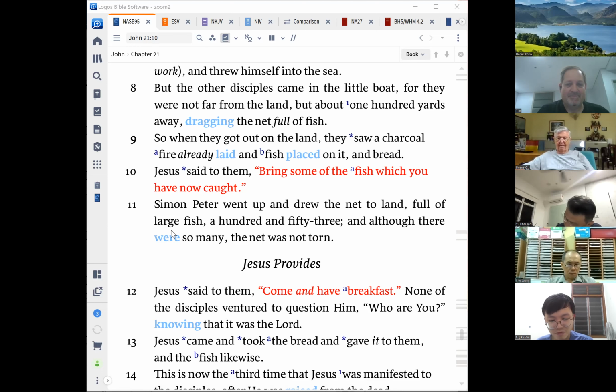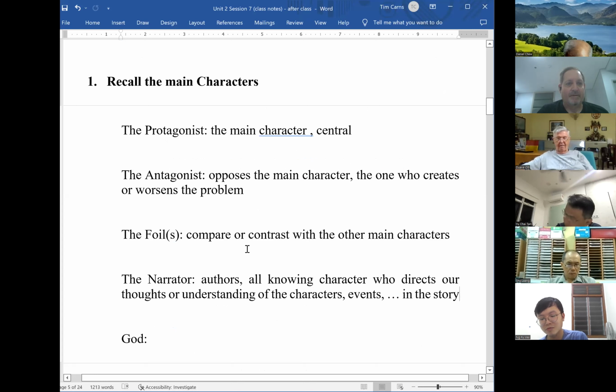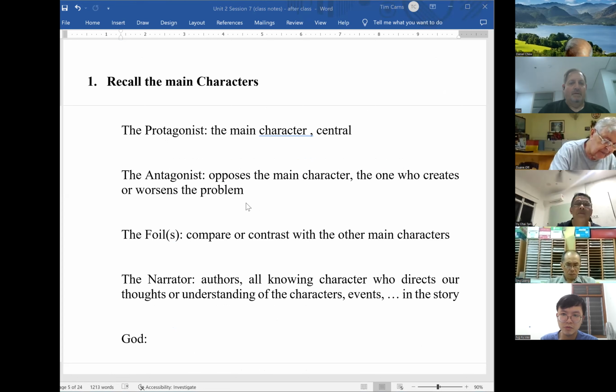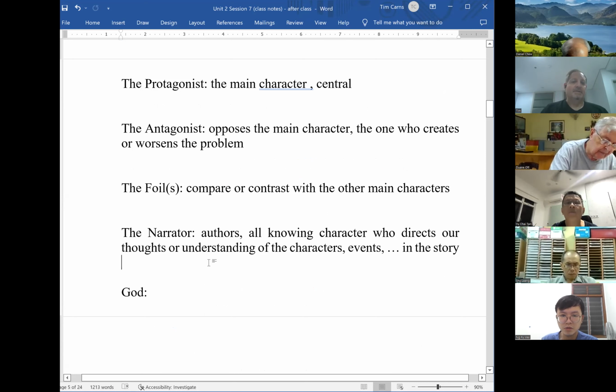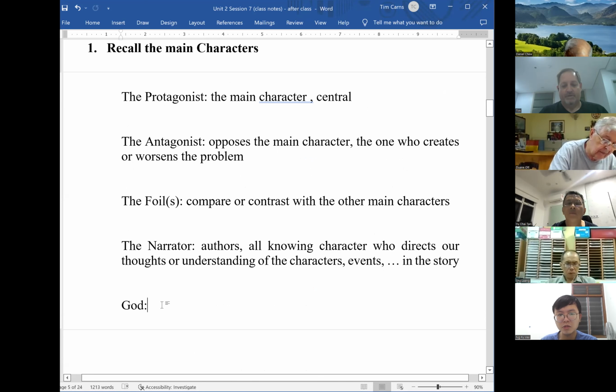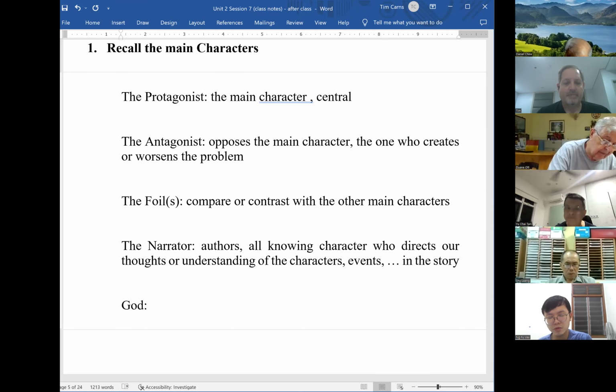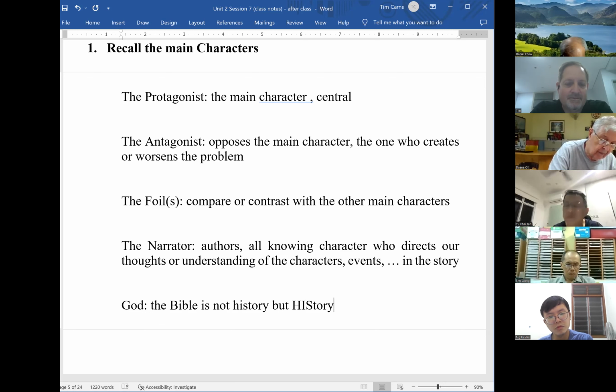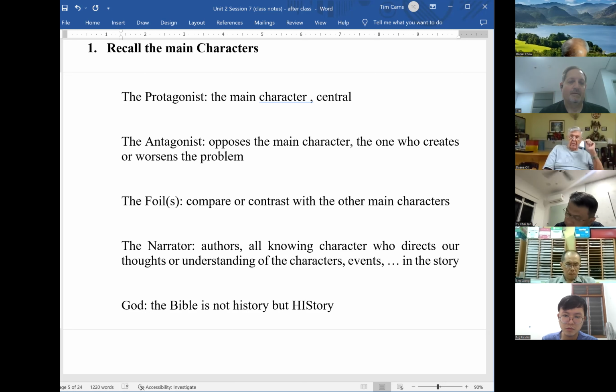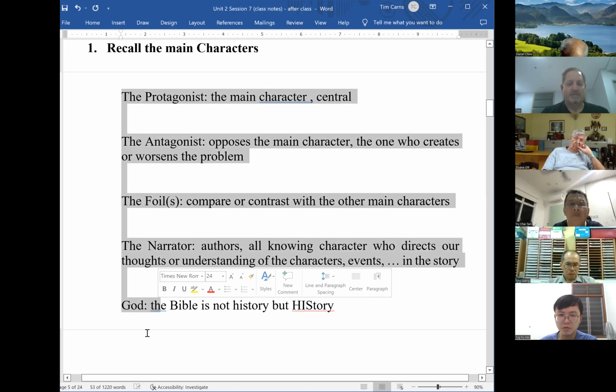Okay, let me get back to it. So all that to say, pay attention to the narrator. He is the one who really can direct our thoughts and insights in the story. And then finally, the main character of every story, as we ended with last time, of course, is God. I've heard it said that the Bible is not history, but his story. I don't know if you've heard that before, but that's really important to remember. What does this story reveal about God, as far as who he is and what he has done? So each of these 5 characters, I would say, are the key to the story.